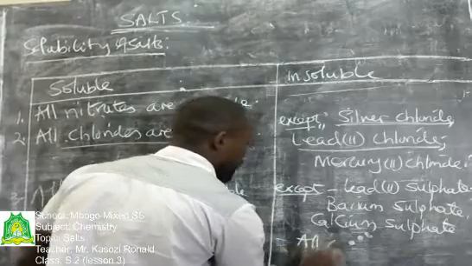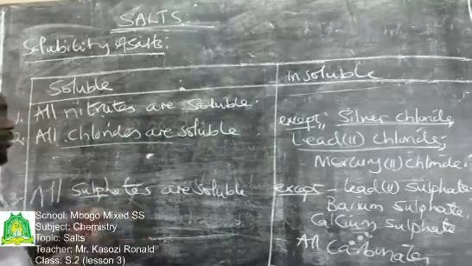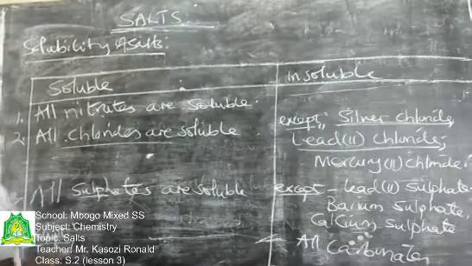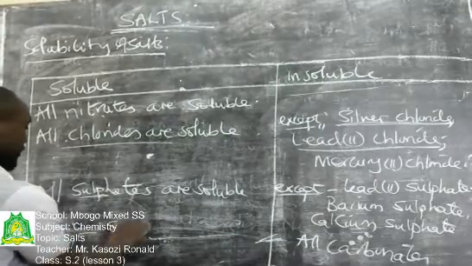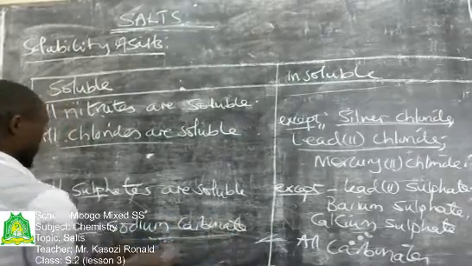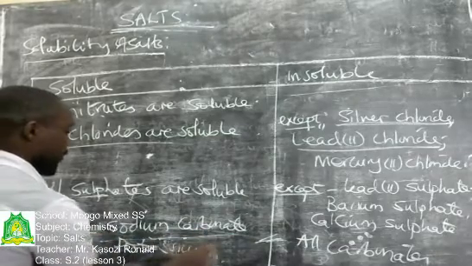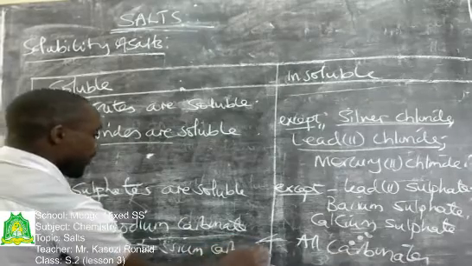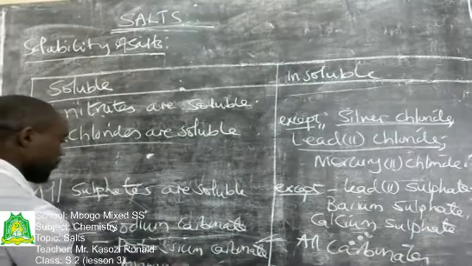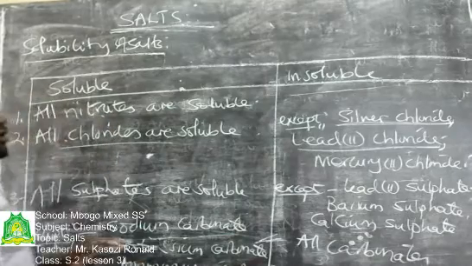Then we have all carbonates. All carbonates are insoluble, but here except these salts: sodium carbonate, potassium carbonate, and then ammonium carbonate. But the rest of the carbonates are insoluble in water.